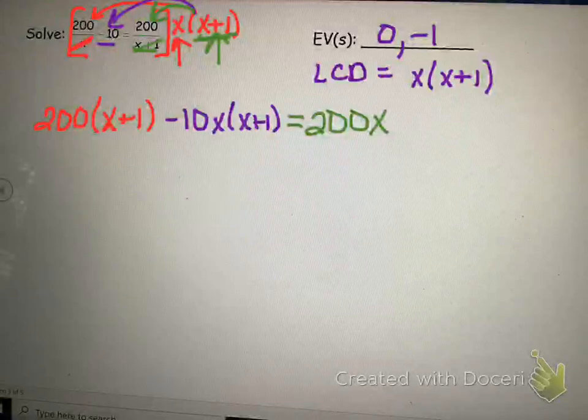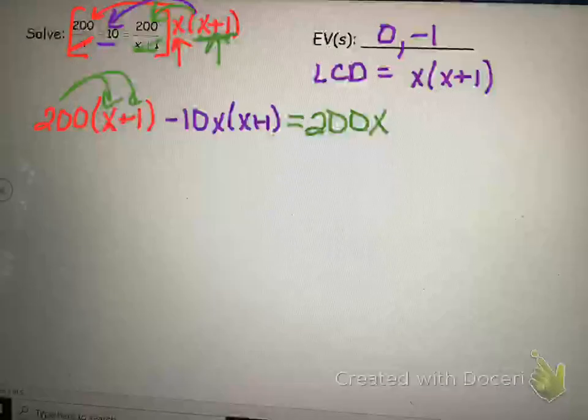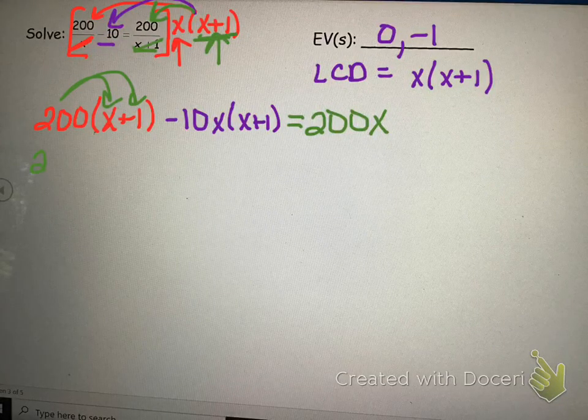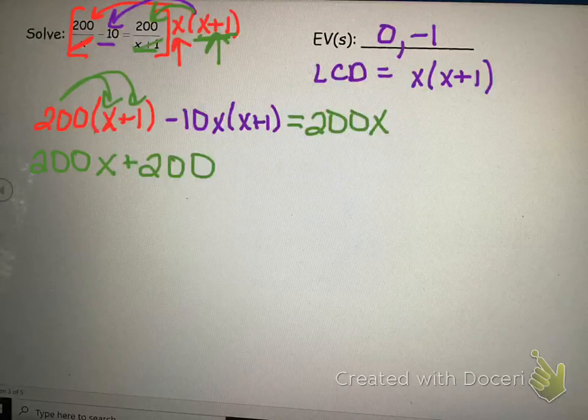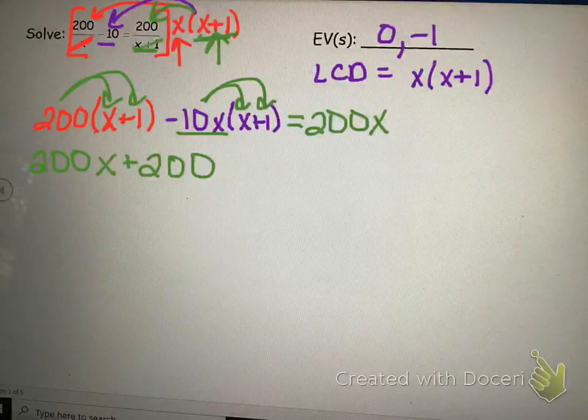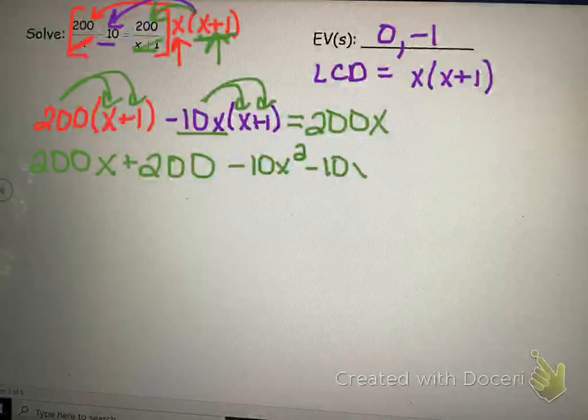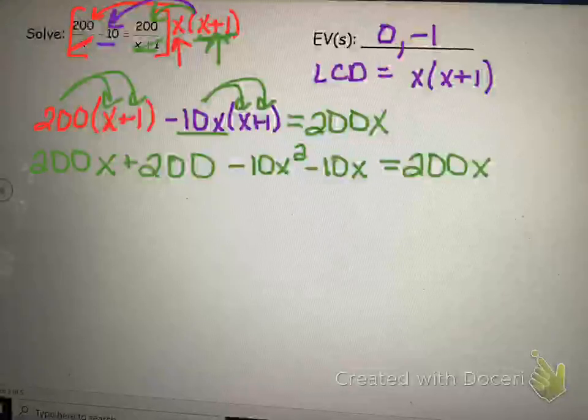Okay, so what I need to do to figure that out is I need to simplify, distribute, start combining like terms, and see what it becomes. So I take the 200 and distribute through that first set of parentheses, and I get 200x plus 200. Take the -10x and distribute it through the second set of parentheses, and I would get minus 10x squared minus 10x. And then on the right side of the equation, I just have the 200 and x. There's nothing to distribute.